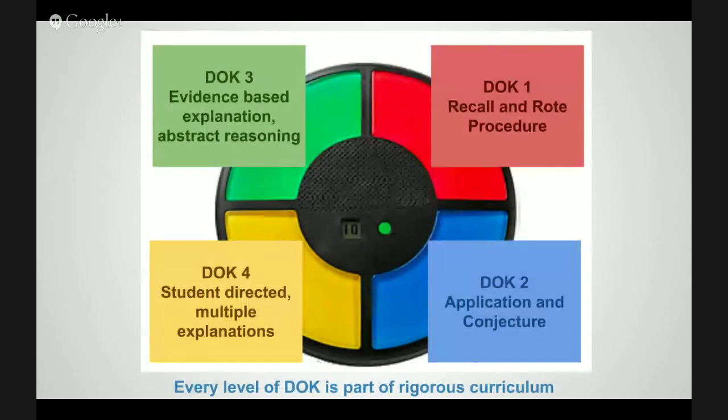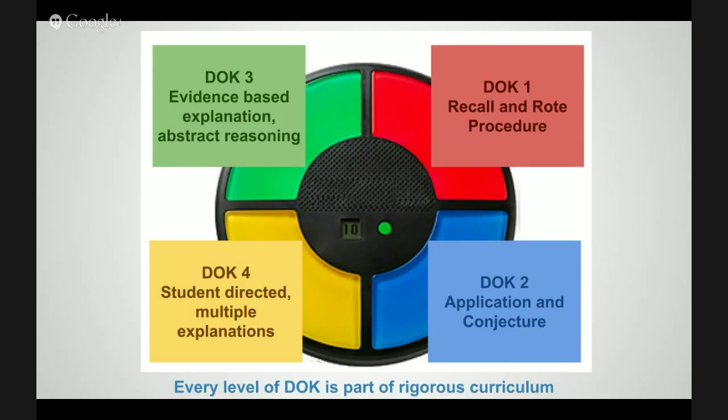Well, I kind of alluded to this earlier. DOK is a bit of a dance. You don't really stay at DOK 4 all the time because they're encompassing each other. So you probably want to avoid DOK 1, the recall and rote procedure work. And you'll probably end up at DOK 2, application conjecture sometimes. And then ideally, as a teacher, you really want to push to DOK 3 and build to this as much as you can. Whereas evidence-based explanation, there's abstract reasoning on the part of the student, still teacher-directed. And then at some point, you get to that super high level DOK 4, and it's more student-directed, and there's multiple explanations involved.